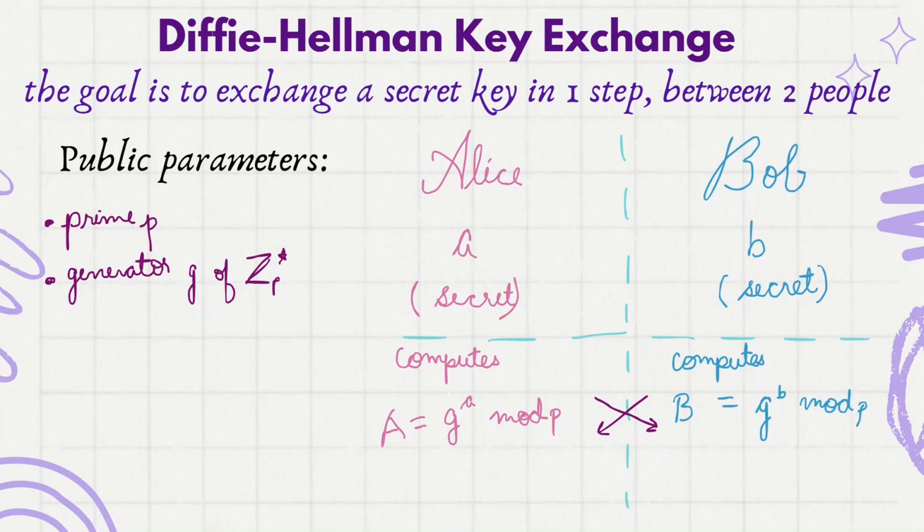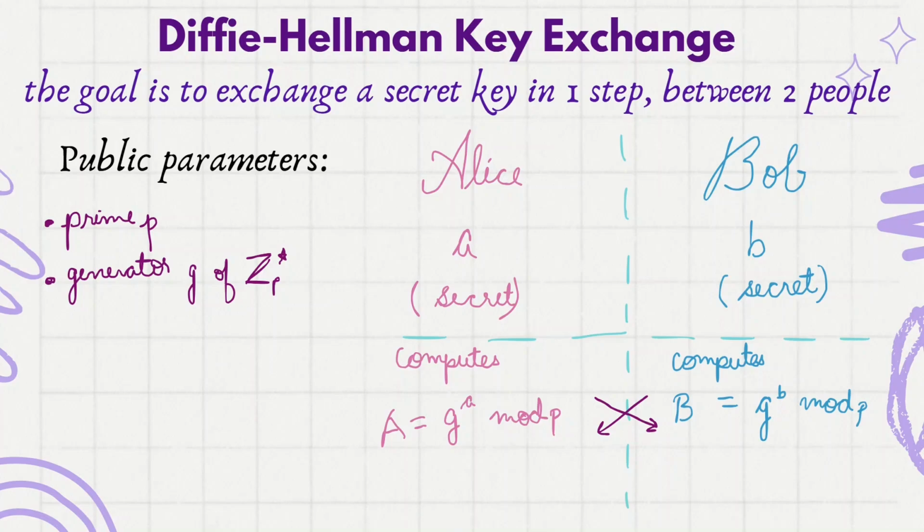Alice picks a number from Zp star, let's call that small a, and similarly Bob picks a number, let's call that small b, and this is only known to Alice and only known to Bob. And then Alice computes g to the power of small a mod p, and similarly Bob computes g to the power of small b mod p, and let's label them respectively as capital A and capital B. Now Alice broadcasts capital A to everybody and Bob broadcasts capital B for everyone to see.